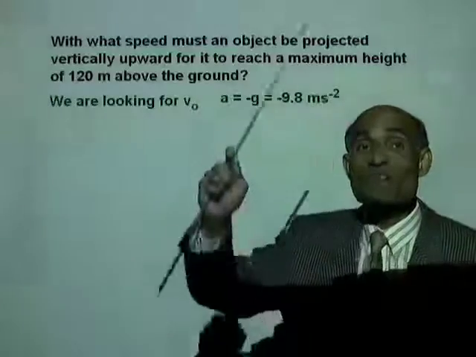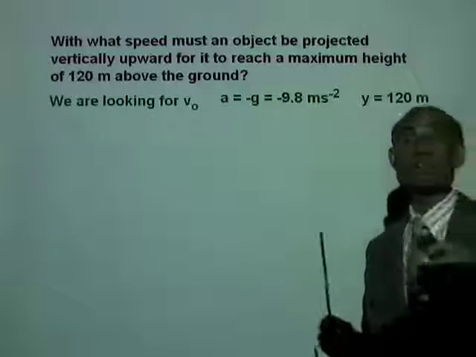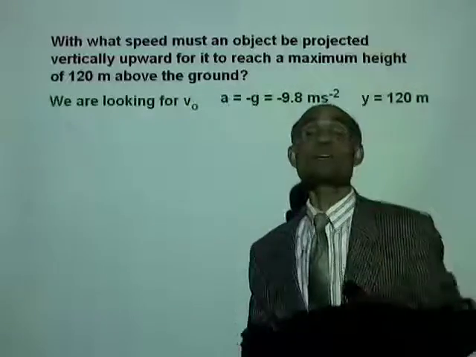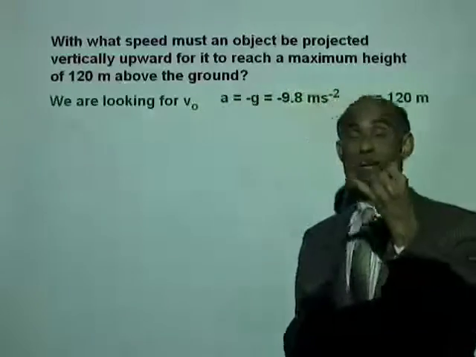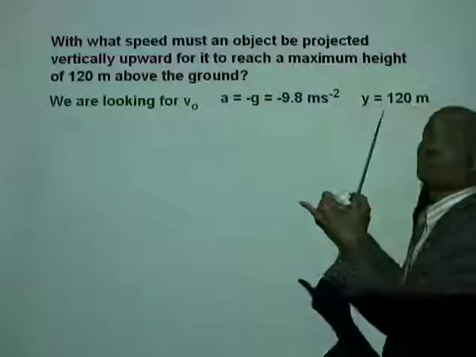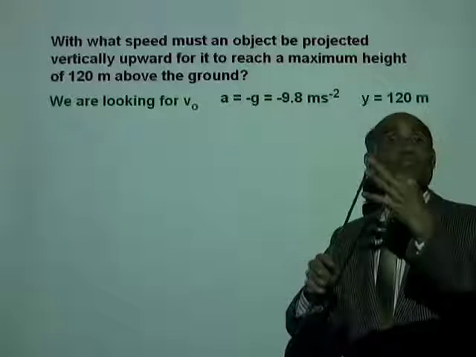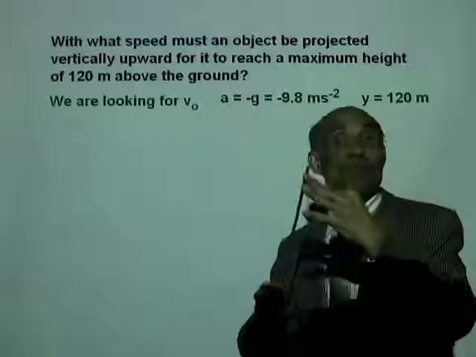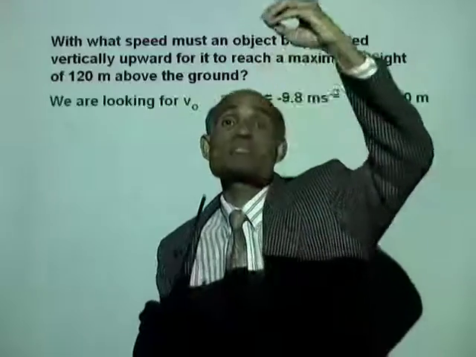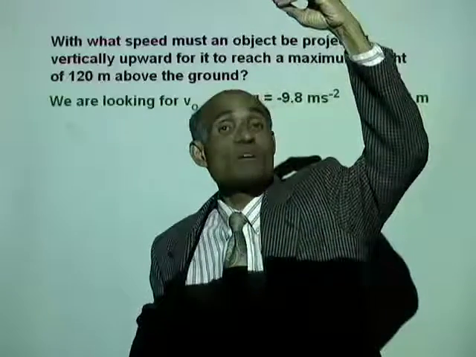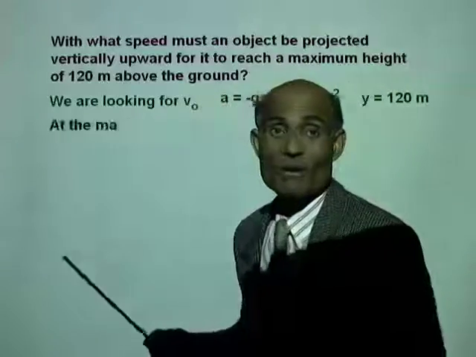We know its acceleration. What else do we know? Well, you know its displacement. You see, y equal to 120 meters. It is at the position y equal to 120 meters. So, we know the acceleration, we know the displacement, we know one more thing. What is that? When the object reaches the maximum height, its velocity becomes 0. Vf equal to 0. Alright?